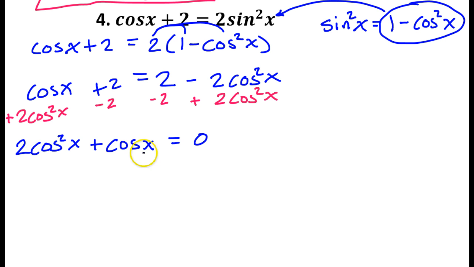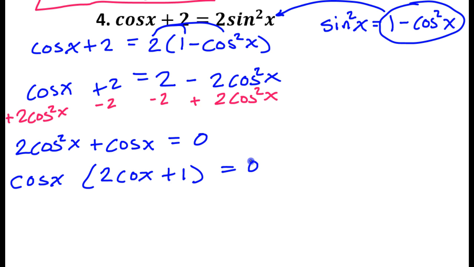I'm going to factor this because we have cosine x in both places. So if I factor out that common factor of cosine x, that's going to leave behind 2 cosine x plus 1. Alright, and you could imagine doing the distributive property and you see that you would get back to what you started with. So I can finish this off by setting each one of these factors equal to 0.